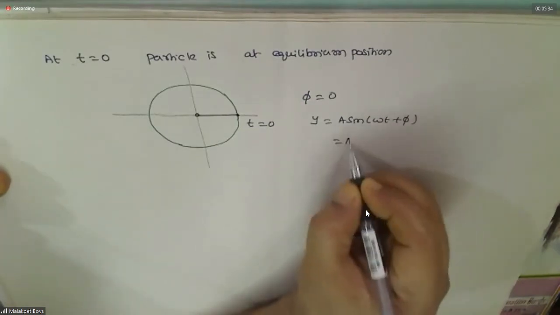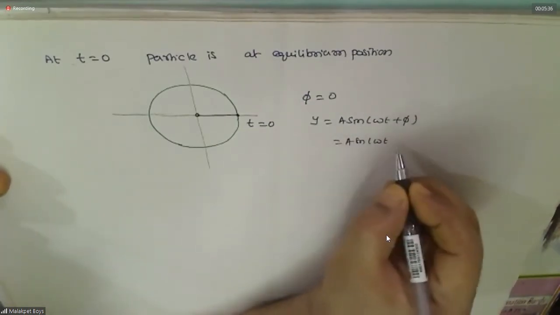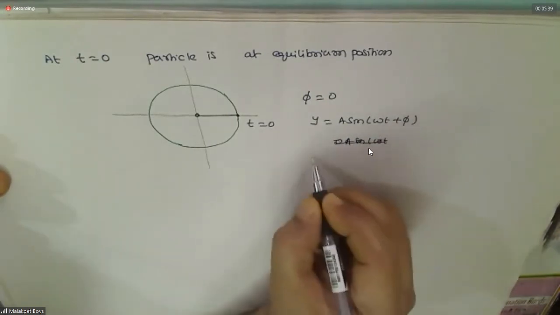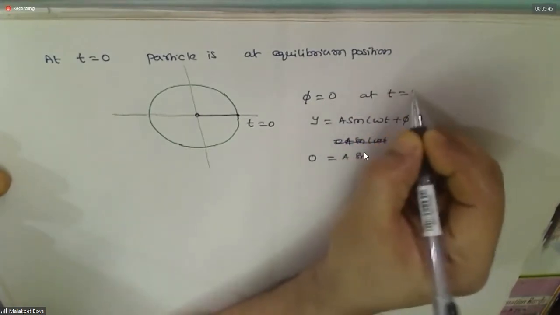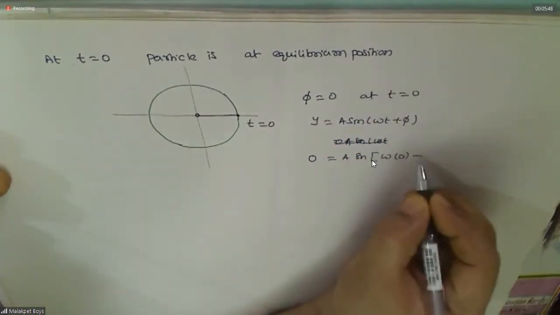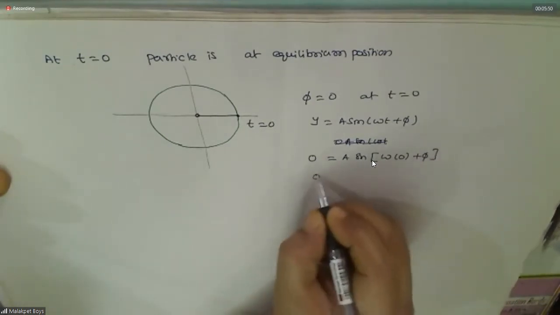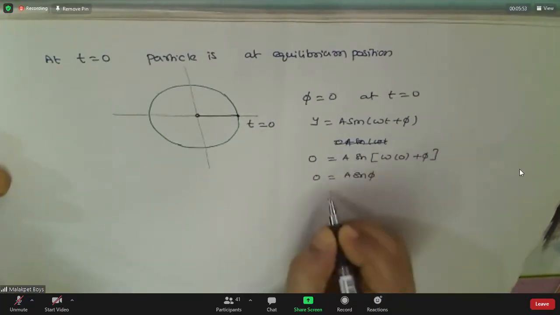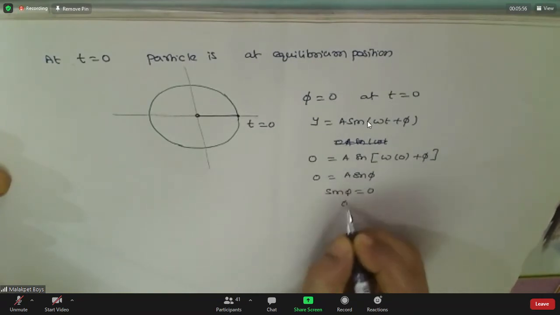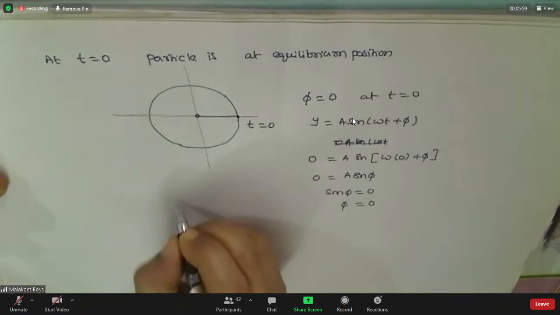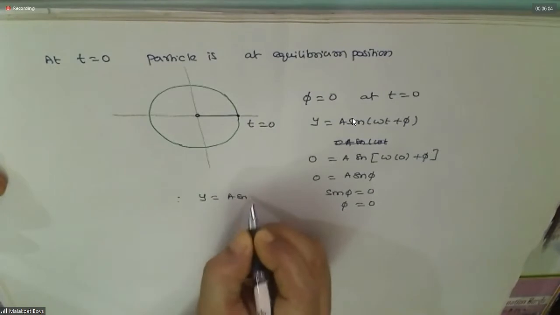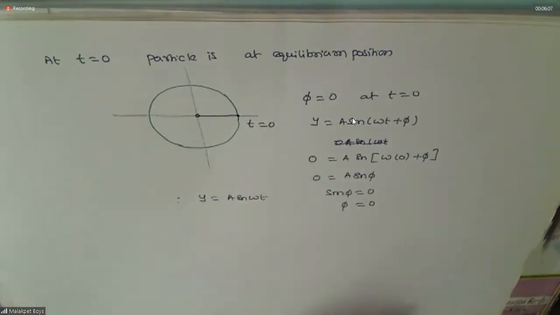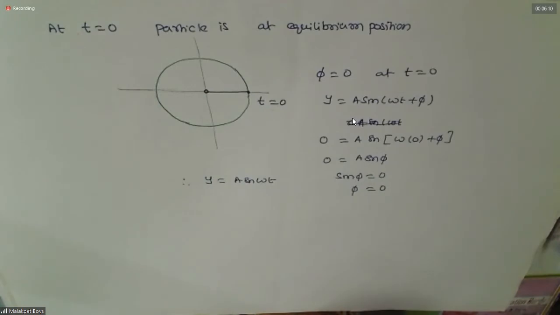See, mean position means y is 0 at t equals 0. So what you have? So sin phi is 0. Therefore phi is 0. Understood this? Therefore what you have here? The equation of displacement is given by this. Understood this? Yes, sir, understood.